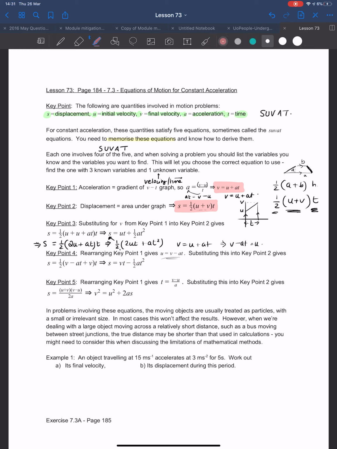Okay, so a little bit more colouring in to do here. Key point 3, there's an important one. Key point 4, there's an important one as well. And then the last one.